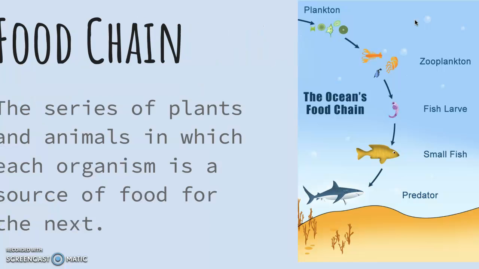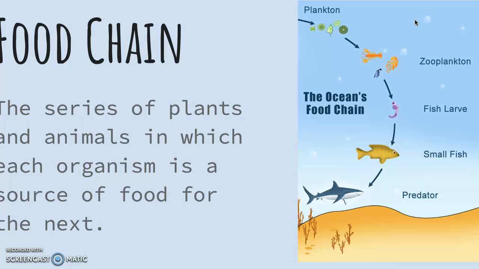So our real topic in this unit is the food chain. So sometimes we hear the food chain or we hear the food web. So I'm going to show you in just a minute the little difference between both of those words. But a food chain is the series of plants and animals in which each organism is a source of food for the next. So an organism is something that's living.